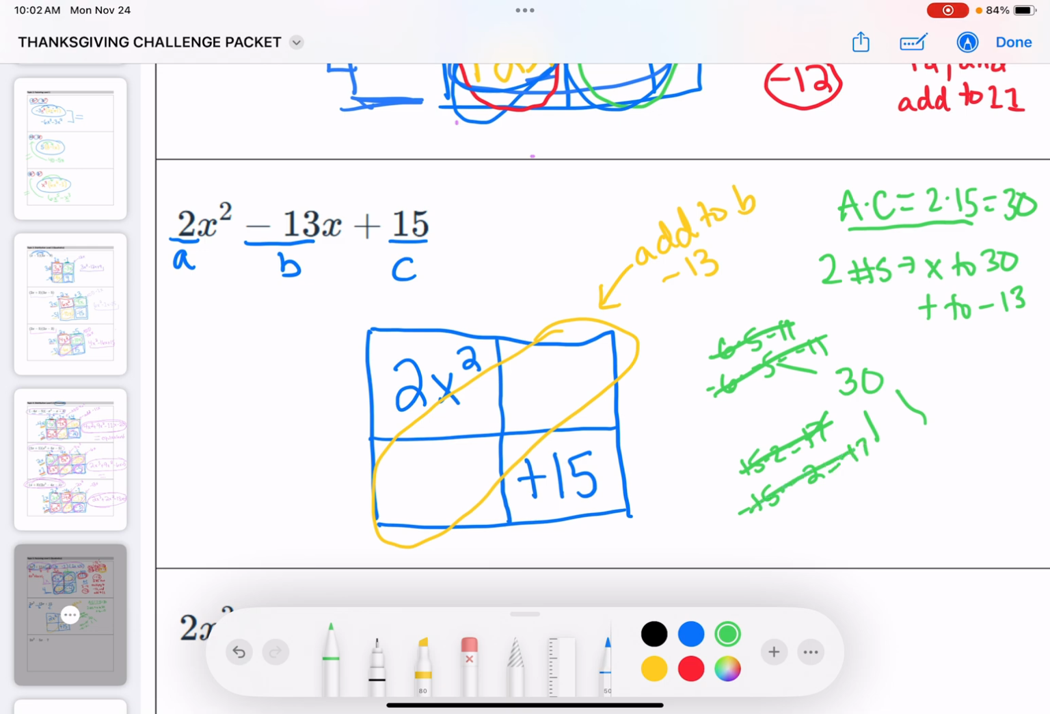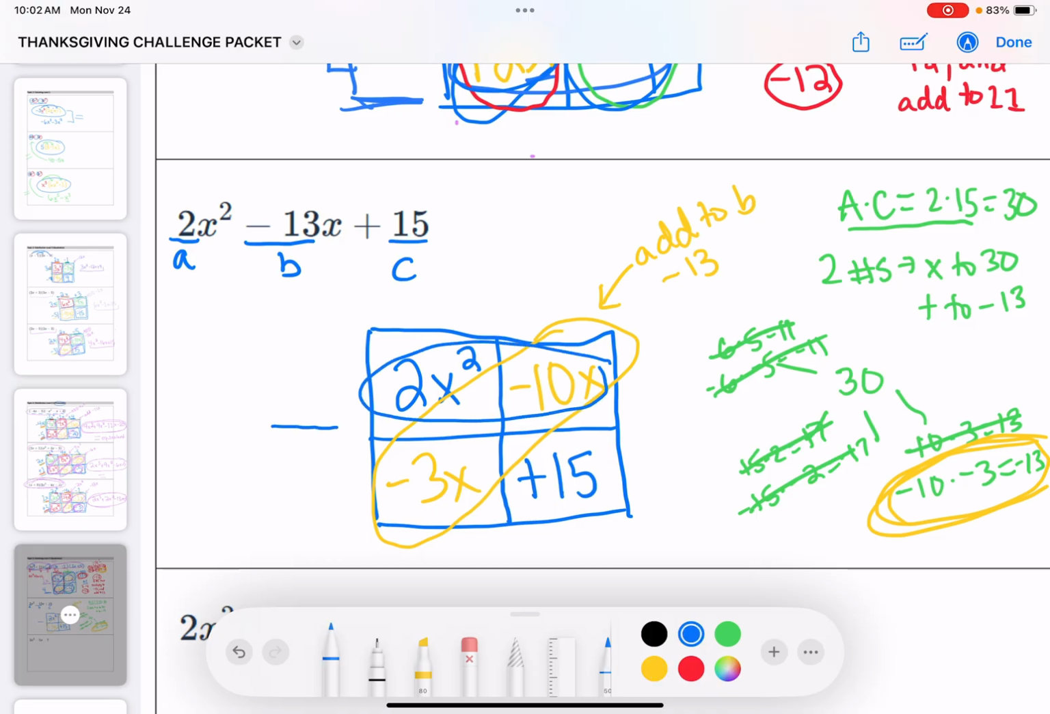-17 is not it. Oh, we could do 10 times 3. -10 times -3. 10 plus 3 is 13, which is not it, but close. And then -10 plus -3 is -13, which means we have a winner. It doesn't matter where you put them, just make sure you put an X on them because they are X terms. And then we're going to go spot by spot.